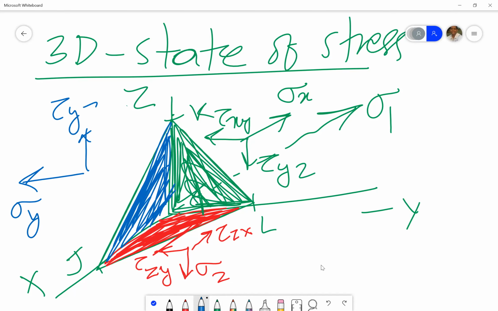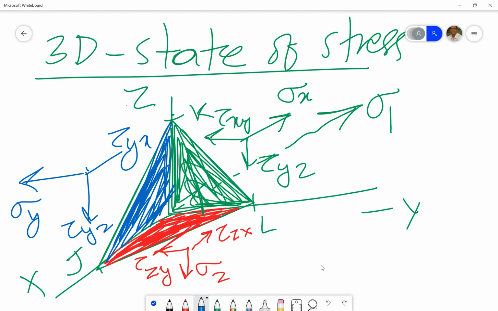Tau yz, and here the other one is tau yx. We can also represent this in the reverse direction, for a better understanding. Now I think you are clear about the state of stress on the diagonal plane.